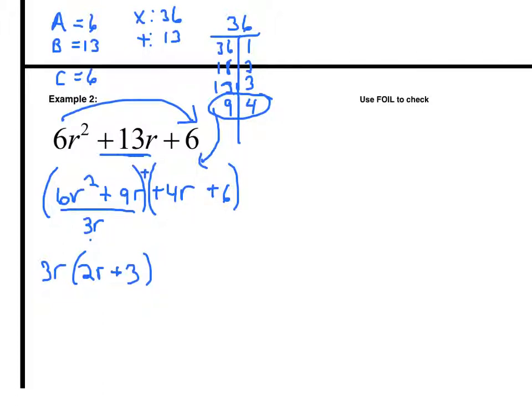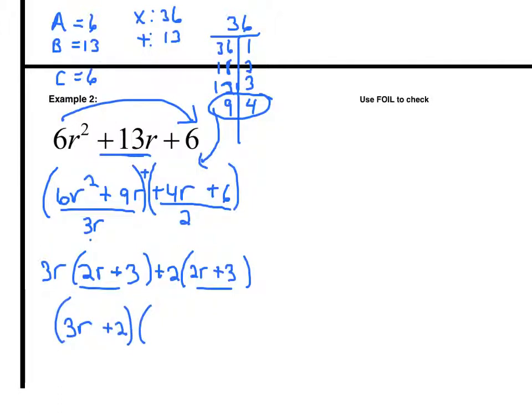Do the same thing over here. I don't have a negative sign. Let's see what I can divide out. I'm just going to divide out a positive 2. So I would put plus 2. Remember, whatever you divide out goes in front, and then your remainder goes here. So 4 divided by 2 is 2r, and 6 divided by 2 is 3. And these match. So my answer is going to be 3r plus 2 times 2r plus 3.